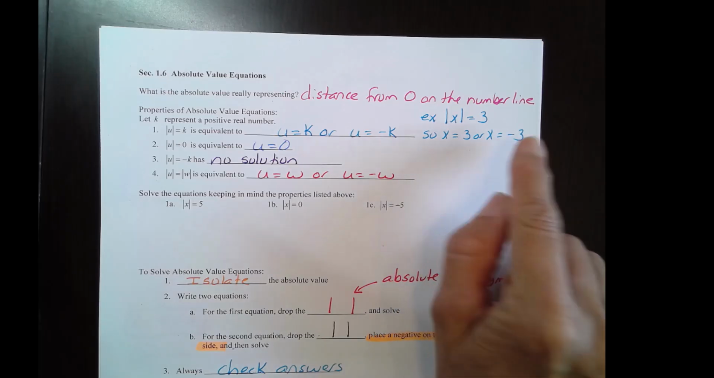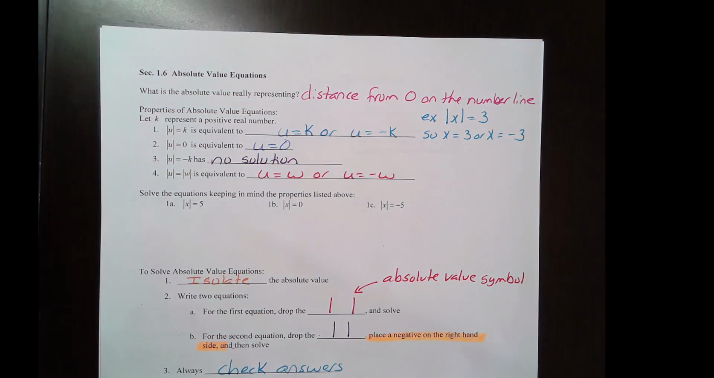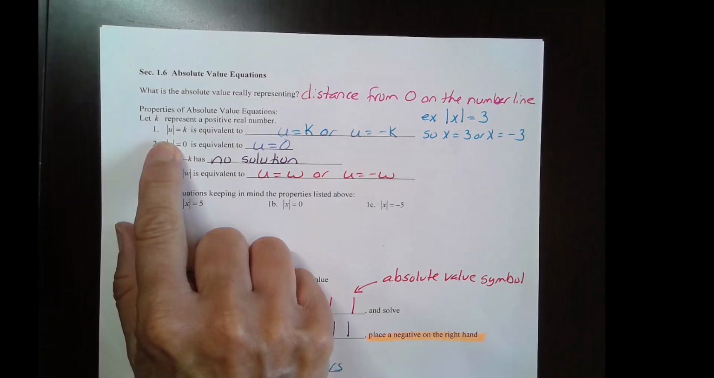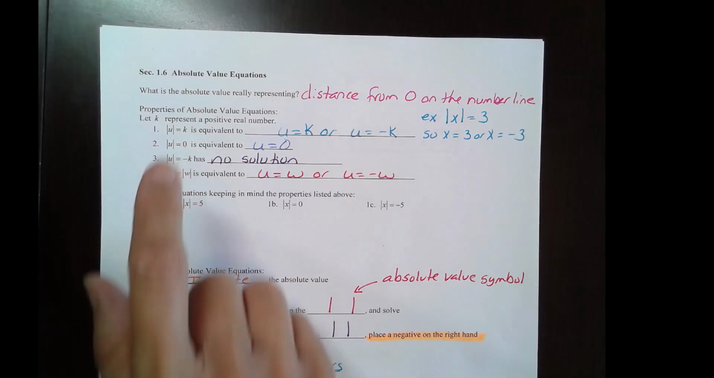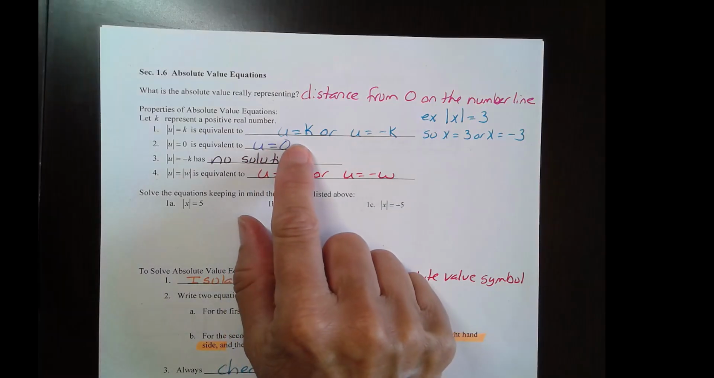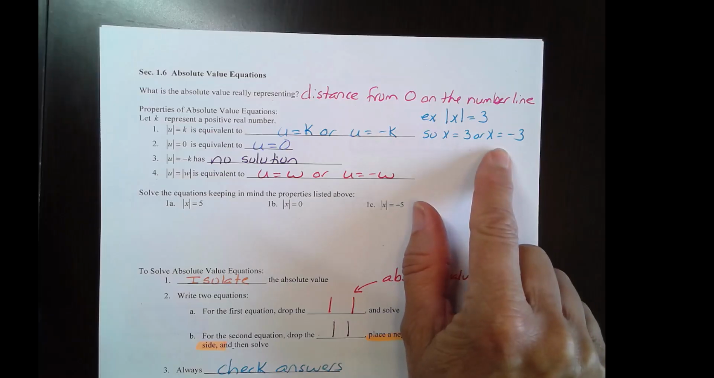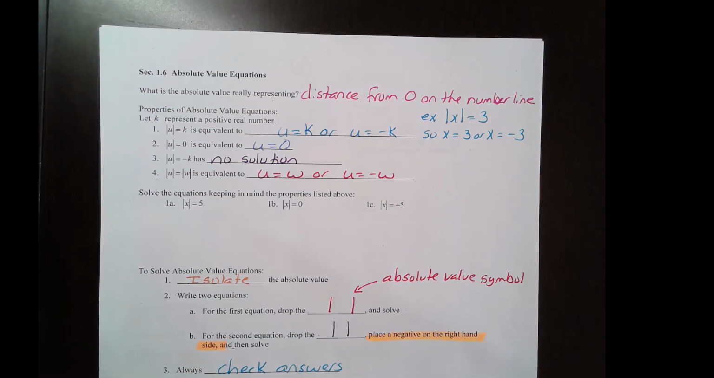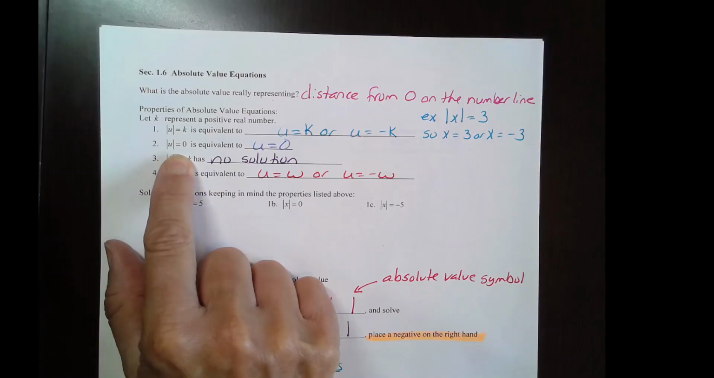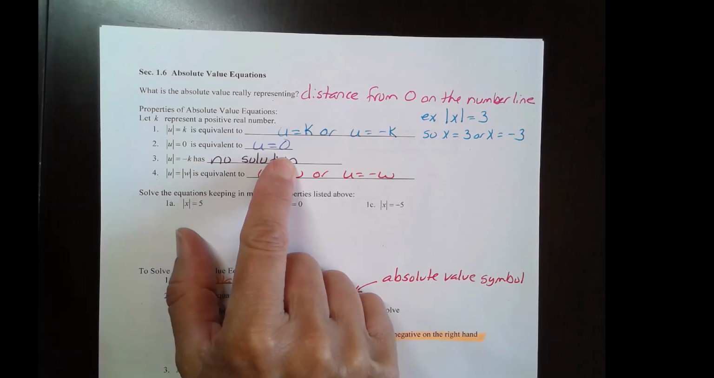So when you're dealing with absolute value, you actually have 4 different possibilities. The first possibility is if the absolute value of u equals k, where k represents a positive real number. That would be equivalent to u equaling positive k or u equaling negative k, like we just saw in this example. The second possibility is if the absolute value of u equaled 0, which means what numbers are 0 units from 0? Well, that would be equivalent to u equaling 0.